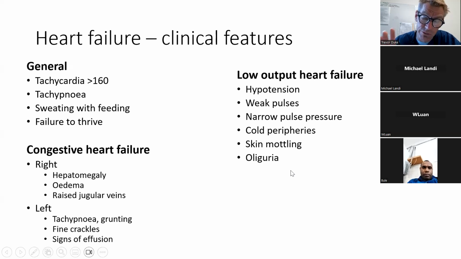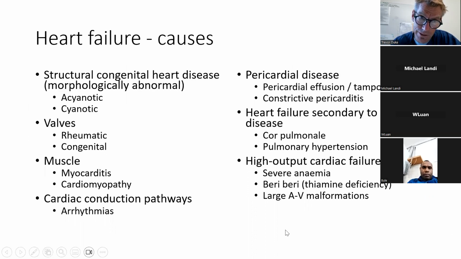So those are signs of low output heart failure, which for some types of heart failure can be the first presenting feature. But in most types, they get congestive heart failure first, and then sometimes low output heart failure. When you see a child with heart failure, it's useful to be able to describe these signs because they can indicate whether the child has mild, moderate, or severe heart failure. I hope that makes sense based on what we talked about last week.